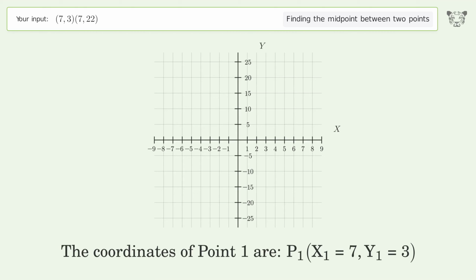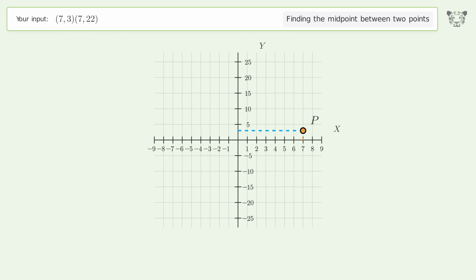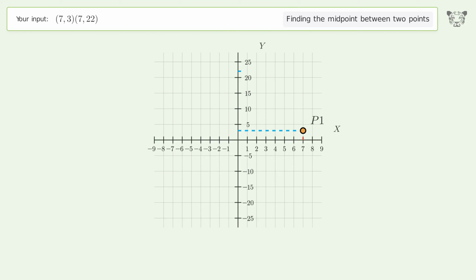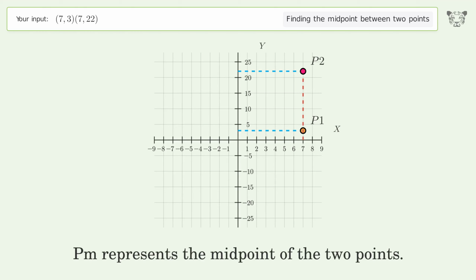The coordinates of point 1 are, x1 equals 7, y1 equals 3. The coordinates of point 2 are, x2 equals 7, y2 equals 22. PM represents the midpoint of the 2 points.